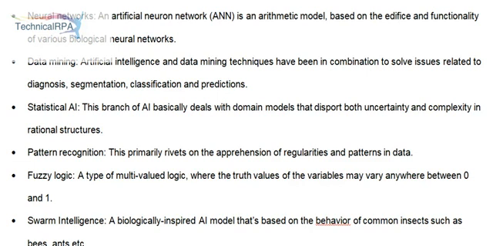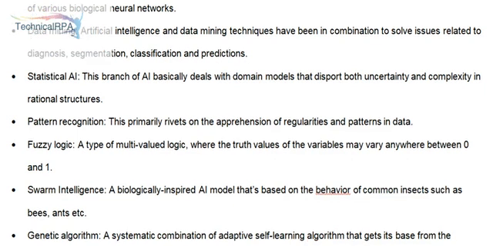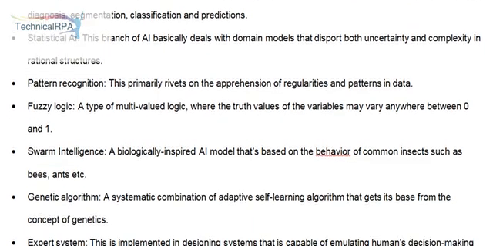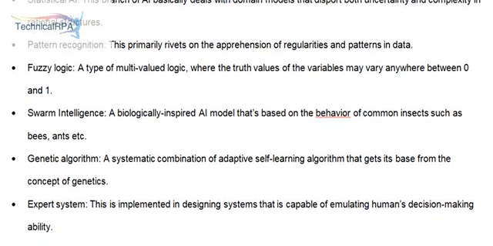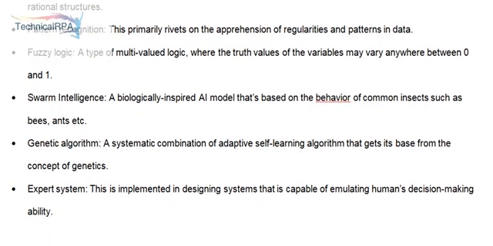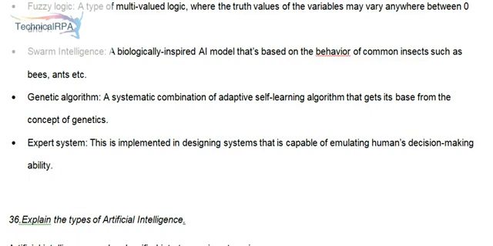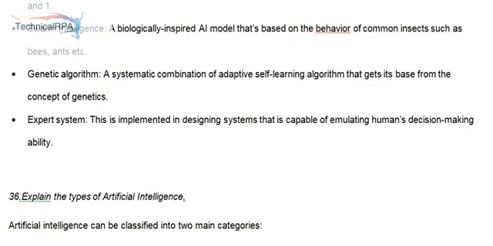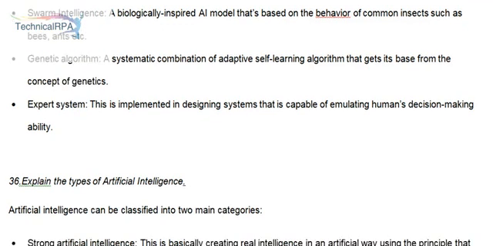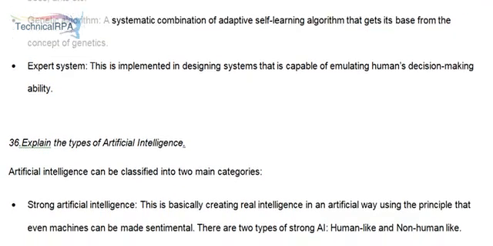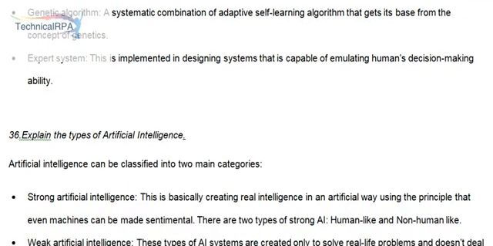This branch of AI basically deals with domain models that exhibit both uncertainty and complexity in relational structures. Pattern recognition: this primarily focuses on the recognition of regularities and patterns in data. Fuzzy logic, a type of multi-valued logic, where the truth values of the variables may vary anywhere between 0 and 1. Swarm intelligence: a biologically inspired AI model that's based on the behavior of common insects such as bees, ants, etc. Genetic algorithm, a systematic combination of adaptive self-learning algorithms that gets its base from the concept of genetics. Expert system: this is implemented in designing systems that are capable of emulating humans' decision-making ability.